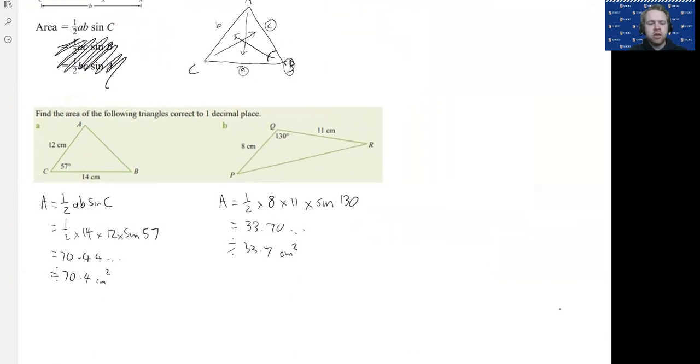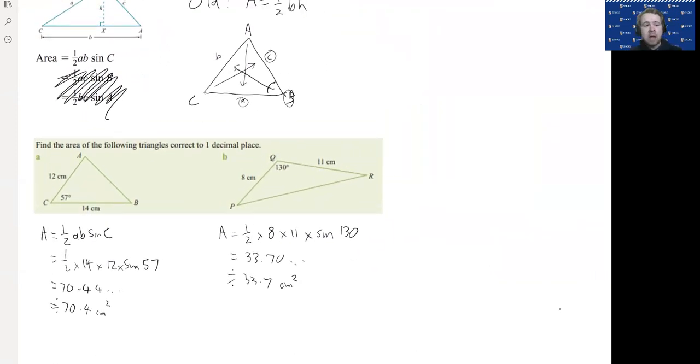That's all we need to do. We need to know this formula and recognize that it's a formula for area. Then we've got to be able to substitute the right values in for the sides and the angles to find the area of the triangle.